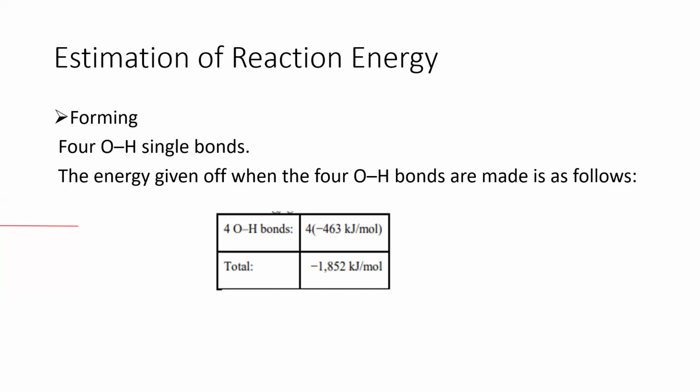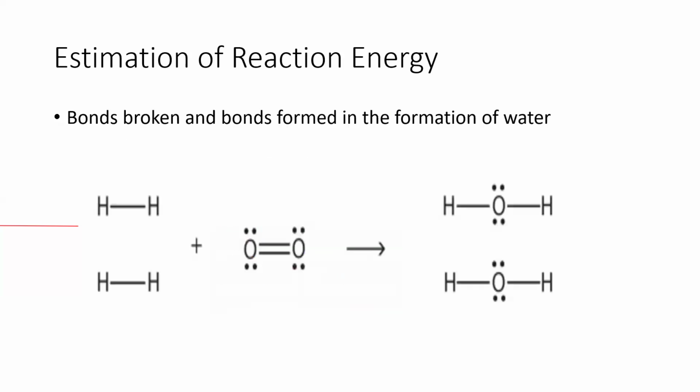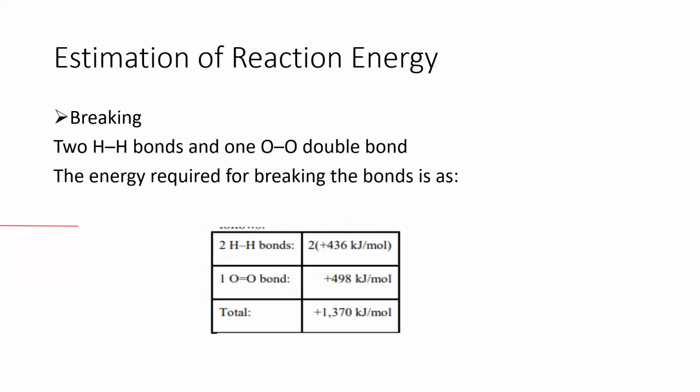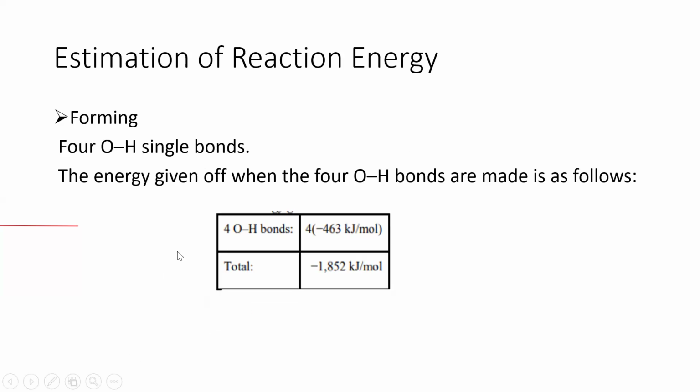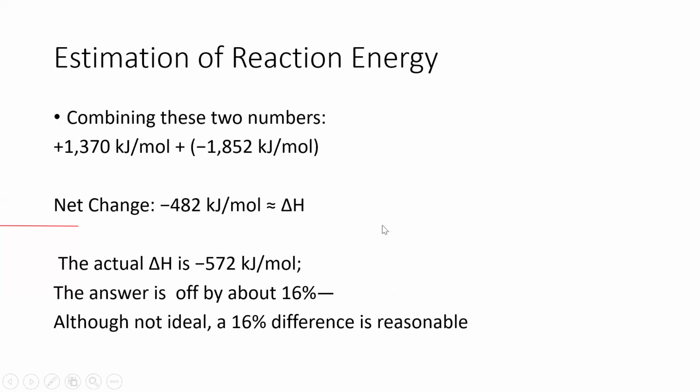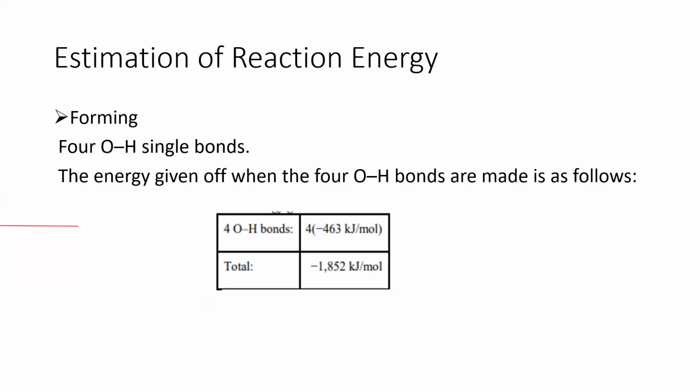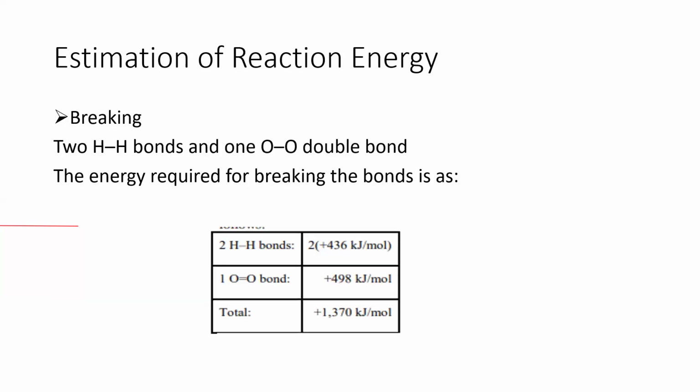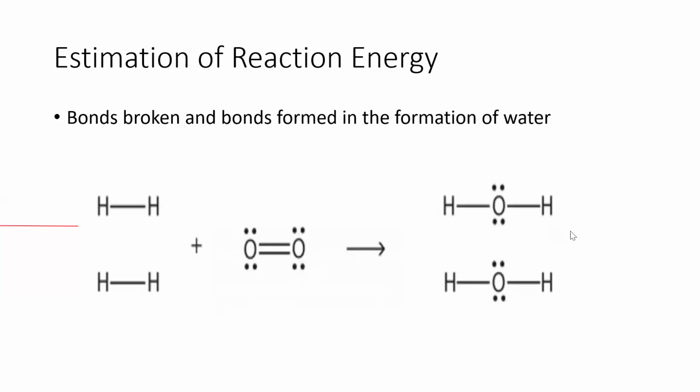The energy given off when the 4 oxygen-hydrogen single bonds are made is as follows. All right, let's go. The 4 hydrogen and oxygen bonds, the O-H bonds. Let's see. Hydrogen and oxygen, hydrogen and oxygen, four times.